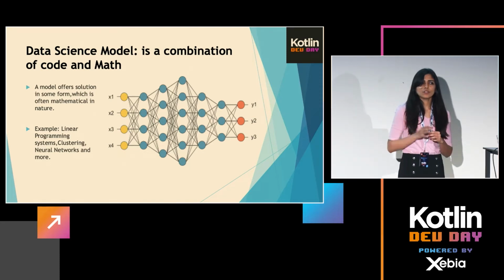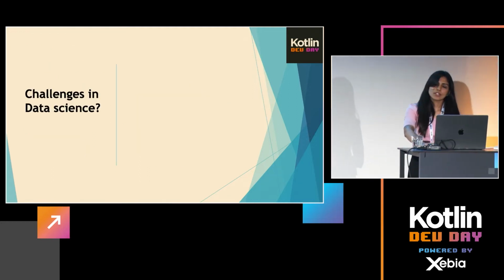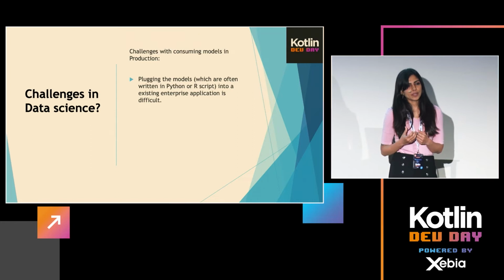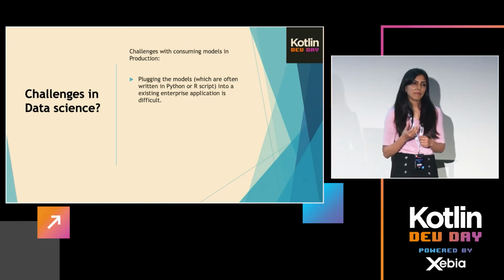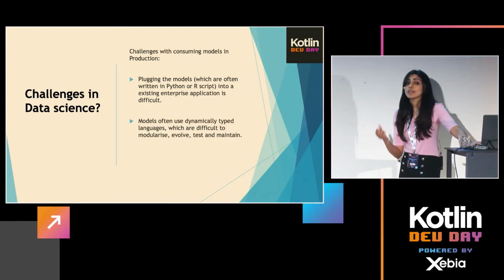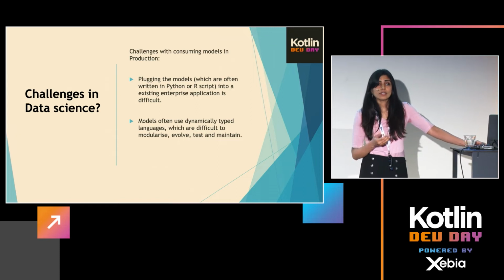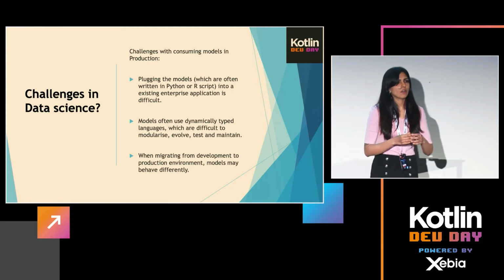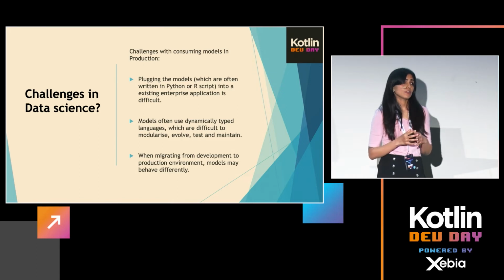I think it's time to dive into why these data science models can cause challenges. And let's look into some of those challenges. First of all, plugging these models into enterprise applications might be very challenging. Data science models are often written in languages like Python and R, and these languages are dynamically typed. Since they are dynamically typed, it's difficult to maintain your code, evolve, test, and also scale up your application in the long run. Although data science models are often tested against test data or part of data from the production environment, they might behave very differently once they're promoted to the production environment.